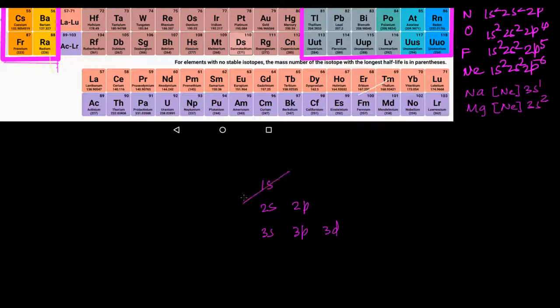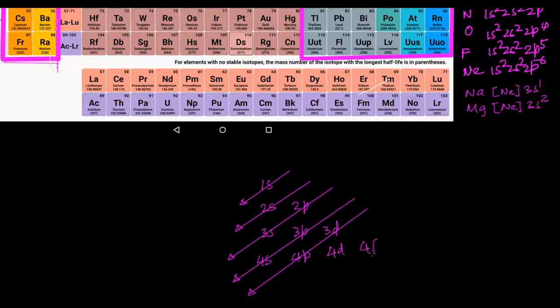And we have, okay, it goes like this, okay? So after 3p, we have 4s, correct? These are off bound. That is nothing but an increasing energy scenario, nothing else, okay? 4s, 4p, 4d, 4f. F kicks in here, right?